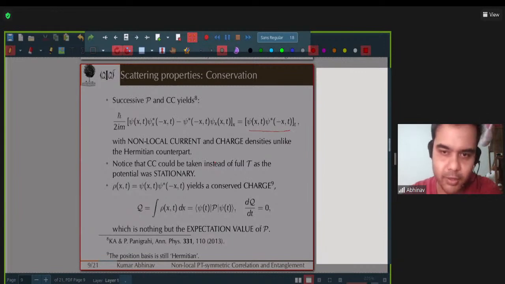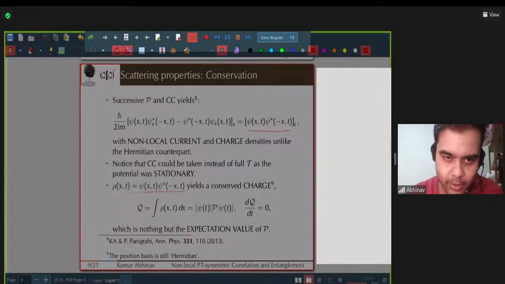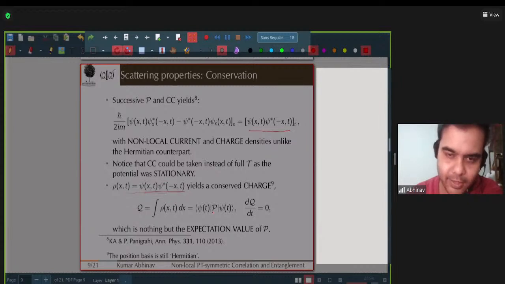So this treatment is very much general. If you have a charge density like this, you can define a charge after space integration like this, which will basically be an expectation value of the parity operator, nothing more than that. And it is, by construction, conserved.